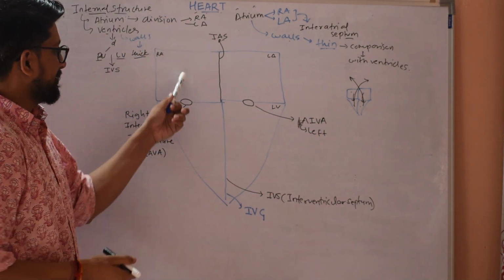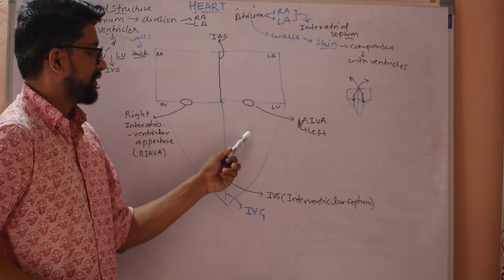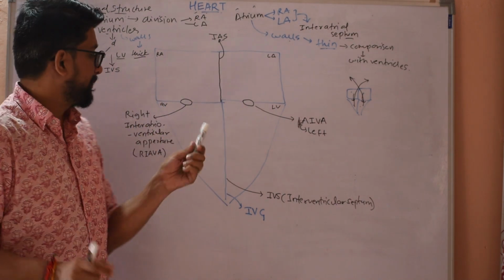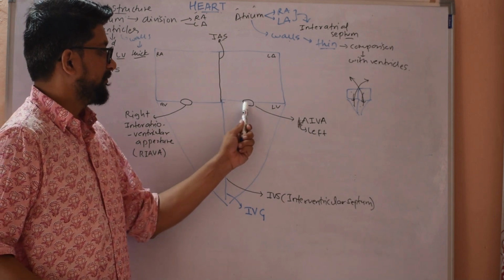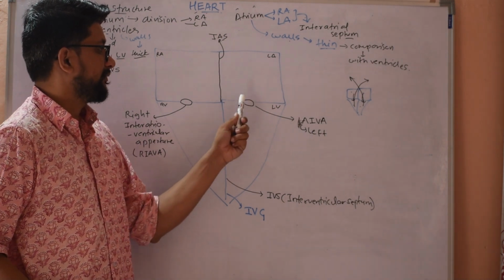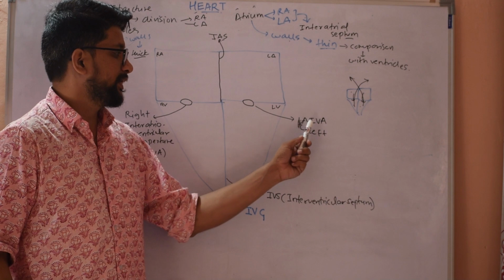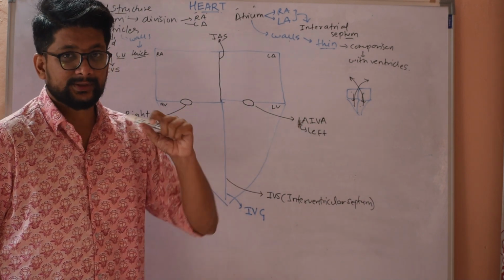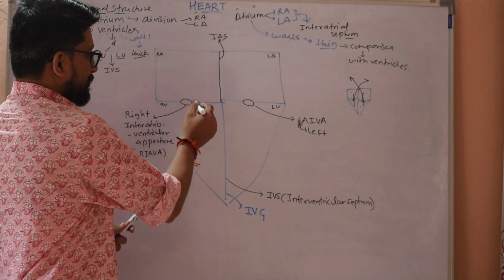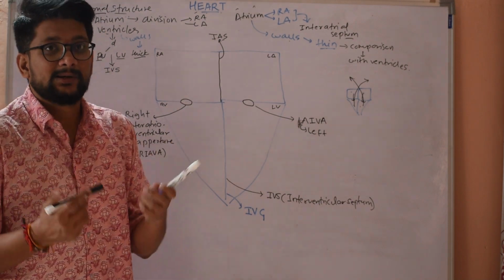So the right atrium is connected with the right ventricle, left atrium is connected with the left ventricle with the help of an opening which is known as right atrioventricular aperture. An opening which is present that connects the left atrium to the left ventricle is known as left atrioventricular aperture. Now, this opening is being guarded by a valve.